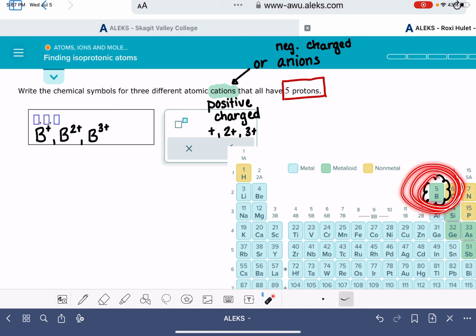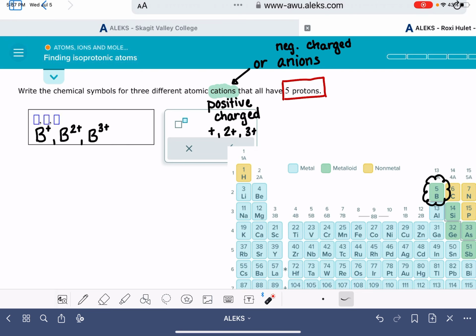The typical charges for ions are as small as possible. So a +1 charge is very common. A +2 charge is common as well. A +3 charge is relatively common. Anything higher than that, no. ALEKS says it's okay with you. It's okay if you write anything up to a +5 charge, but just stick with 1, 2, and 3.